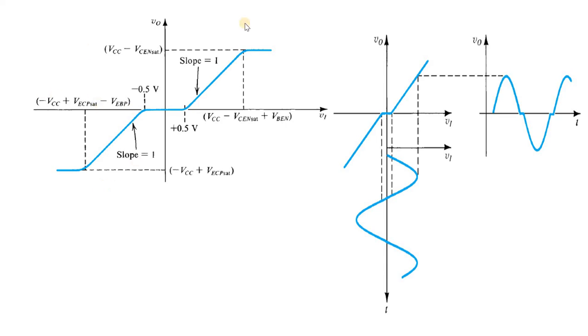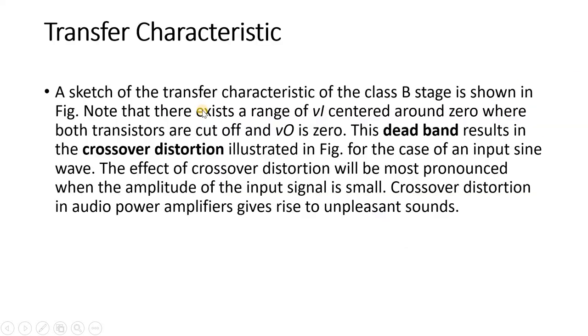So till this point, that is plus 0.5 to minus 0.5. The cut-in voltage you know already for the transistor or the diode, for silicon it is 0.7. So till 0.5, here minus 0.5, the transistor is not going to conduct, right? So this is called the dead zone region, or the dead band, which results in the crossover distortion.